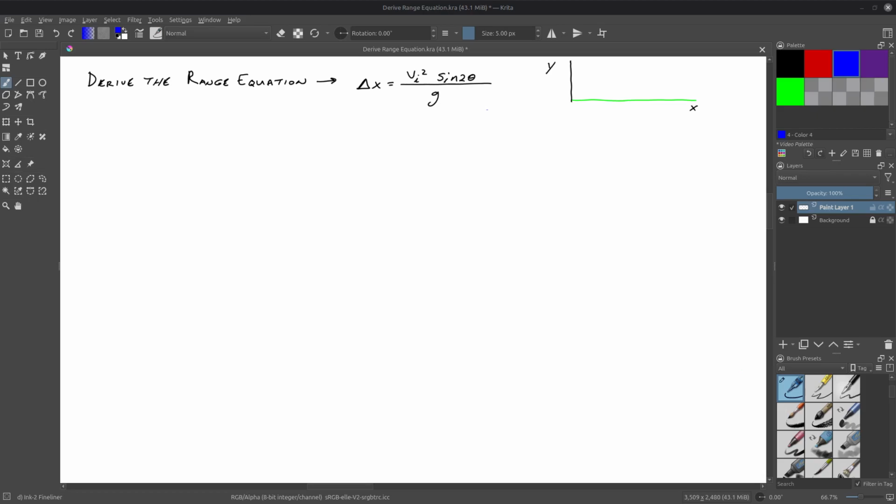Brazil. Today we're going to derive the range equation. That's the equation right here in the middle. It's delta x equals v initial sine 2 theta over g. You tend to see this online just like this or in a textbook. That's how some teachers write it.